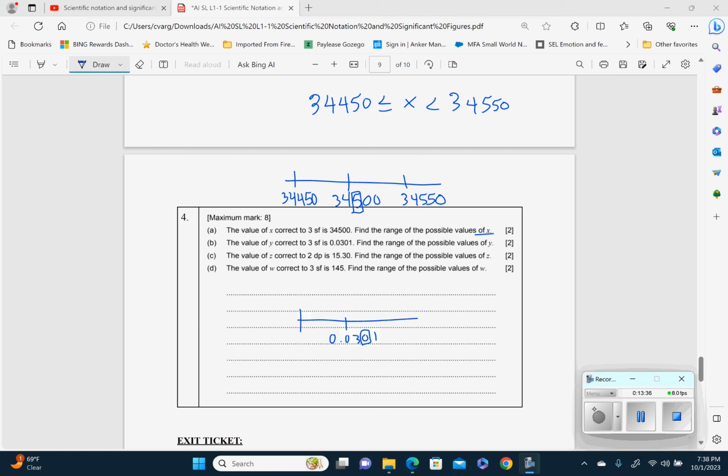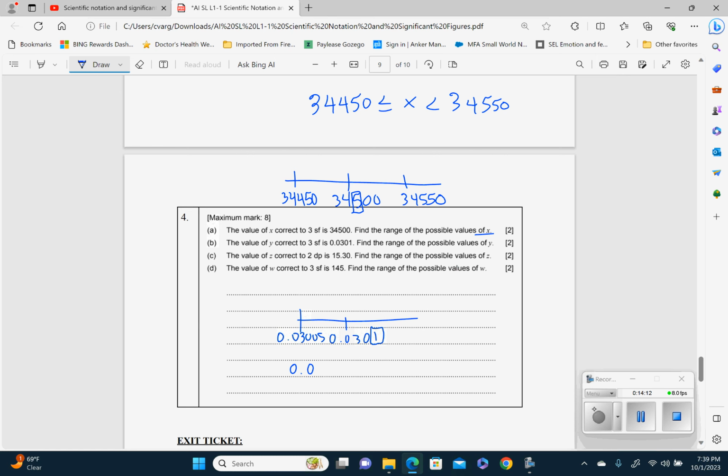I just caught myself, right? So we're not subtracting 1 from the 0. We are going to, let me take that out, put the 0 back. 3 significant figures, 1, 2, 3, right? We're going to subtract 1 from the 1, which makes a lot more sense, right? Because 1 minus 0 is negative. We don't want that. So we're going to subtract 1 from this number right here, which is going to be 0.0300, and then we're going to put a 5 after that. So that is our lower bound.